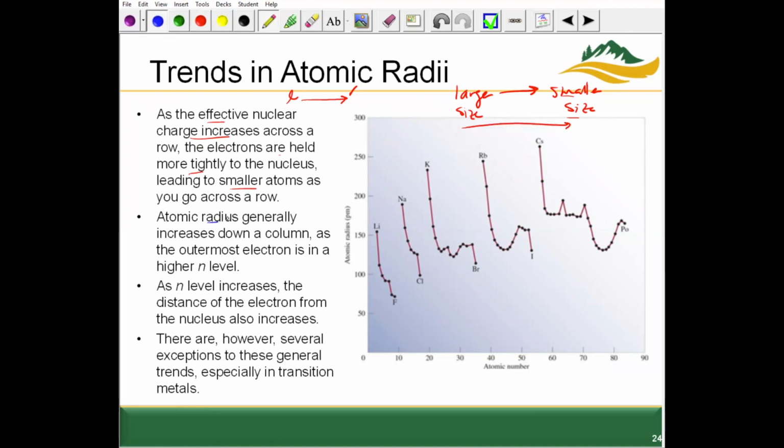Then atomic radius generally increases down a column as the outermost electron is in a higher shell, or higher n level. As the n level increases, the distance of the electron from the nucleus also increases. We're going to see a larger atomic radius with more electrons added to higher energy shells or higher n levels. Somewhat expectedly, for the transition metals, there are some exceptions. We're mostly going to focus on the main predictable trends for atomic radii.